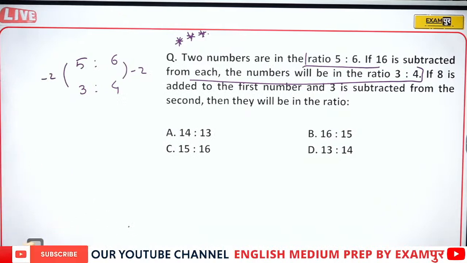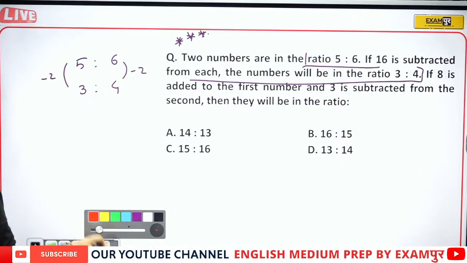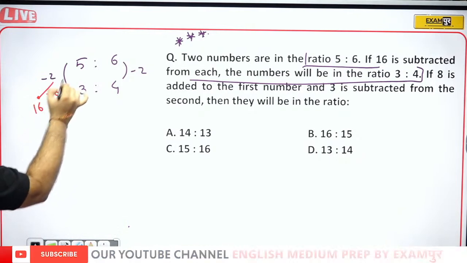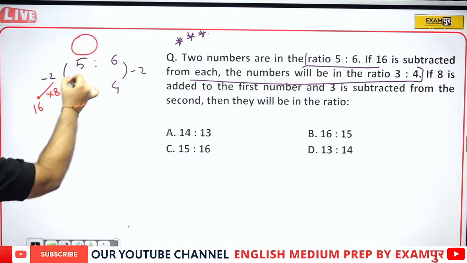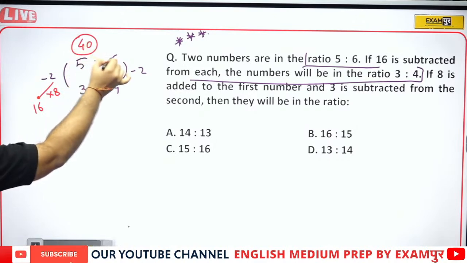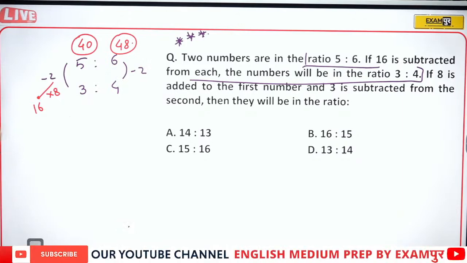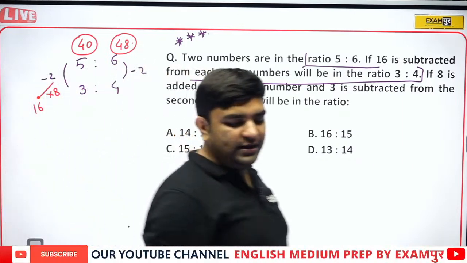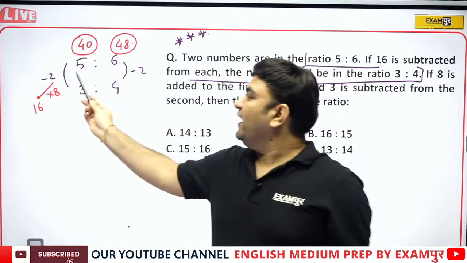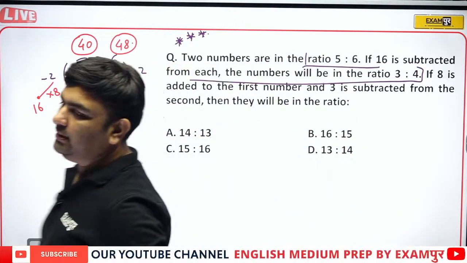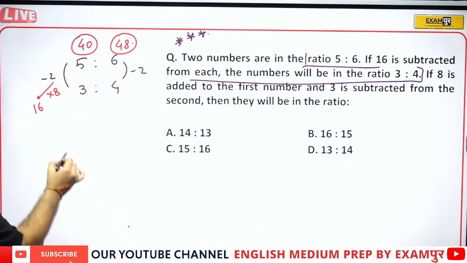So 2 is given as 16, so 1 is equal to 8. So the numbers are 8 fives, 40, and 8 sixes, 48. 1 is equal to 8, so 5 is equal to 40 and 6 is equal to 48. So the numbers are 40 and 48.